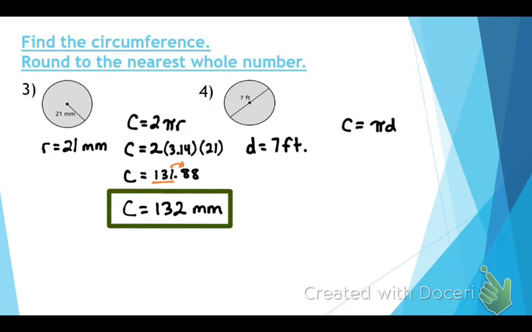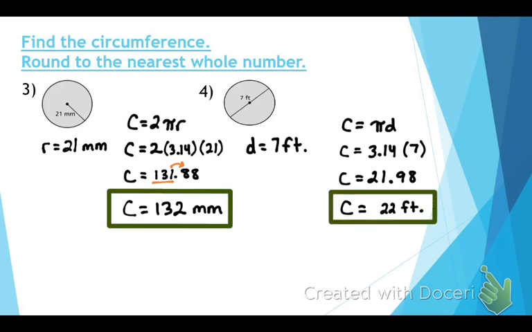Hayden, what did you plug in for pi? 3.14. What's your diameter? 7. When you multiply it together, Hayden, what do you get? 21.98. Rome, when you round that, what do you get? Not millimeters. It's just feet. Always go back to see what it looks like inside of there. The correct answer is 22 feet. Raise your hand if you got that. All right, nice work.